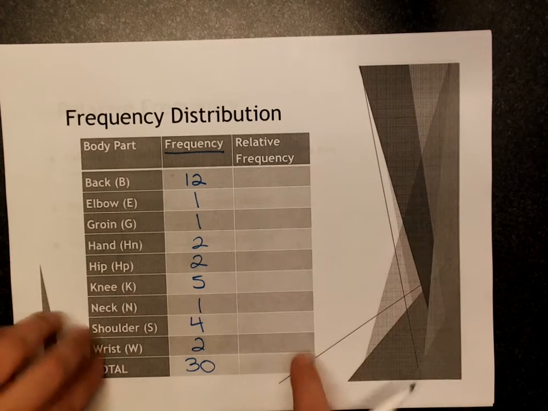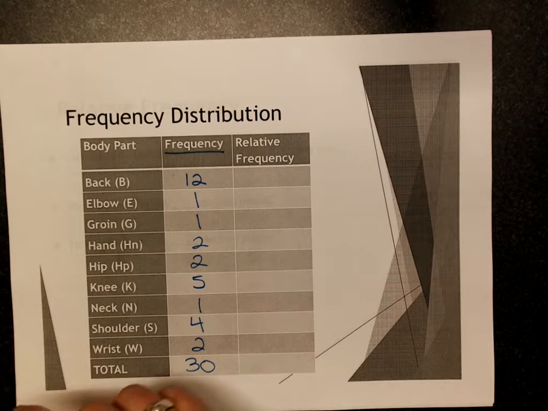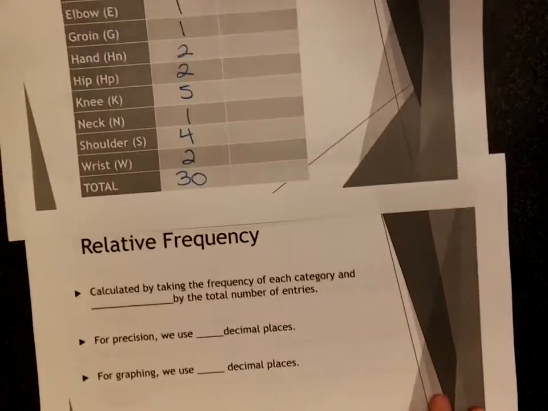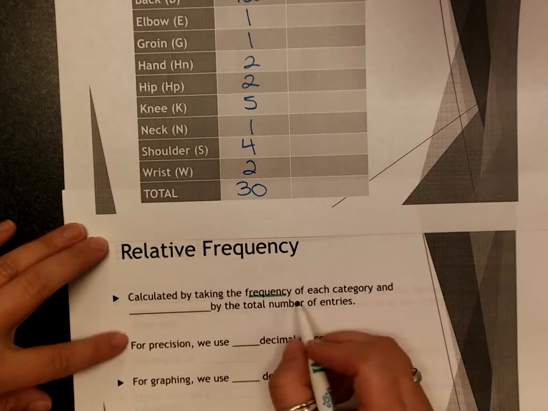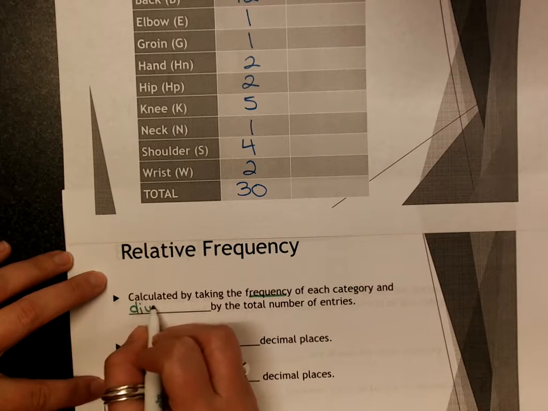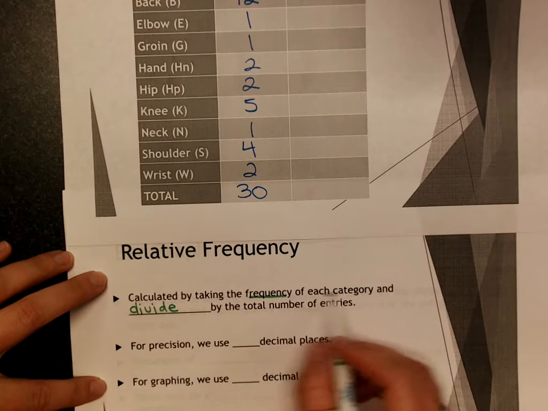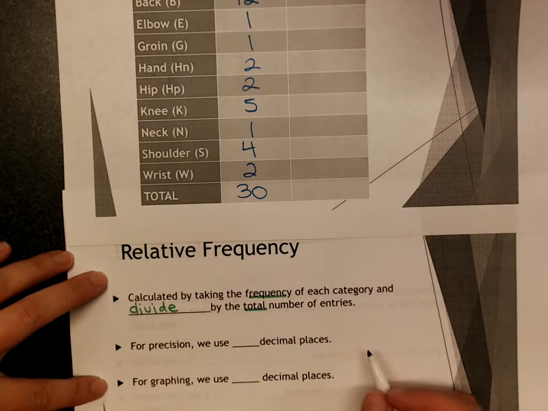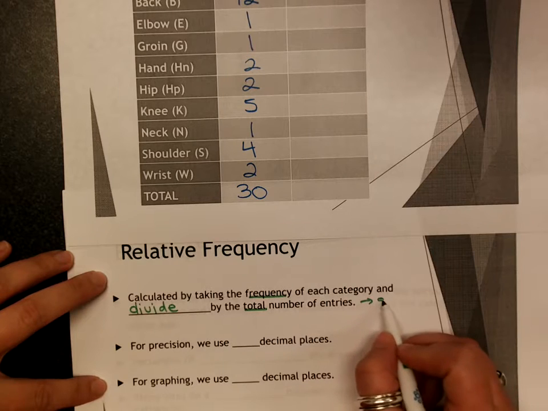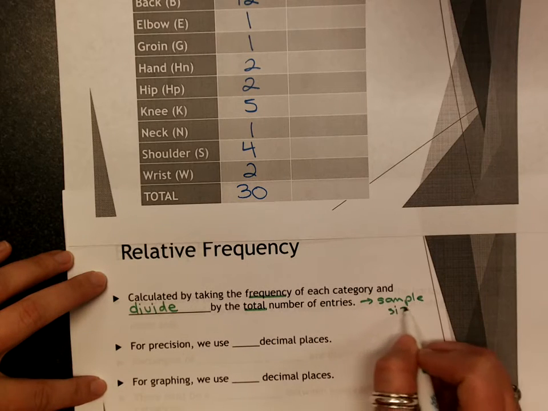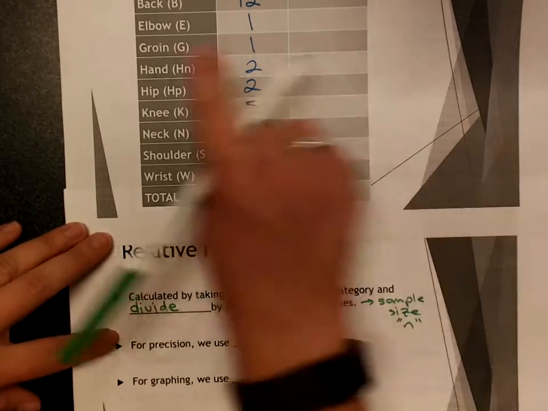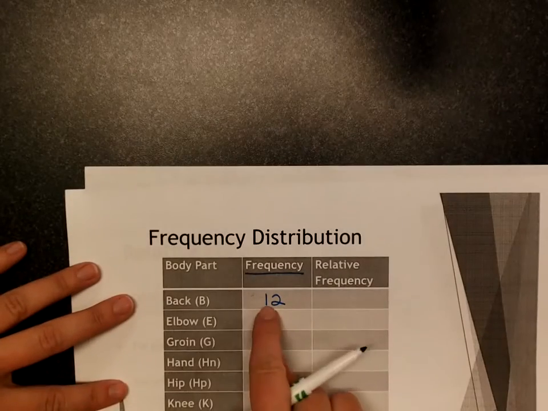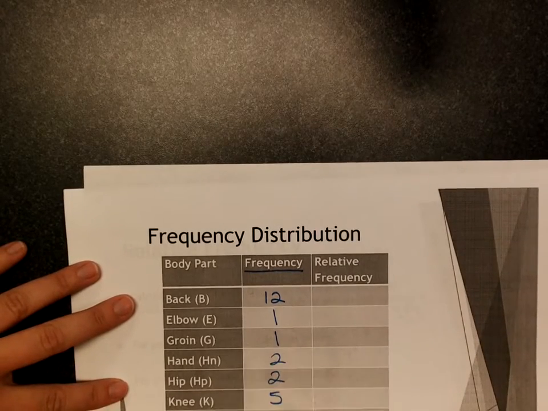Now we have another column for relative frequency. That might be something new for us. So on the next page I've described what a relative frequency is. It's calculated by taking the frequency, which is the one we just got, from each category, and we're going to divide by the total number of entries, which in this case was 30. That is your sample size, which remember is the lowercase letter n. So we're going to divide each frequency by the total. Frequency by total, divide, divide, divide.